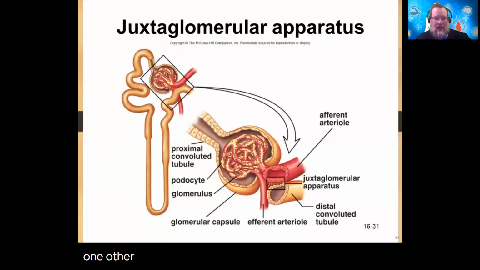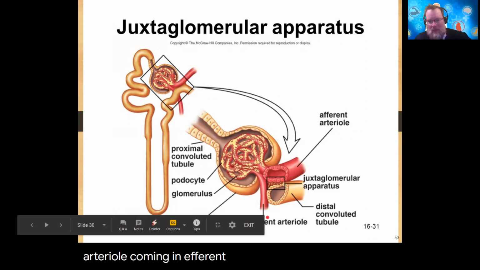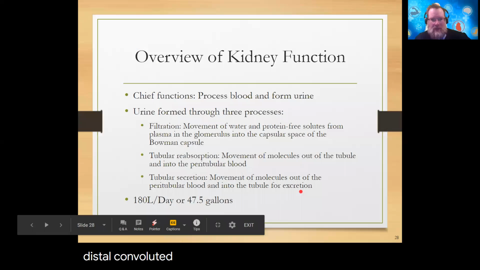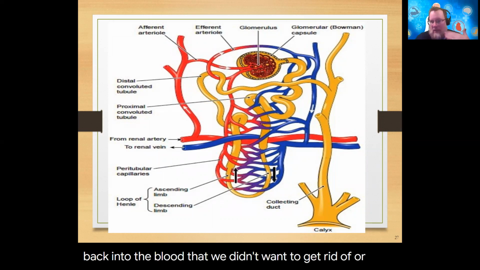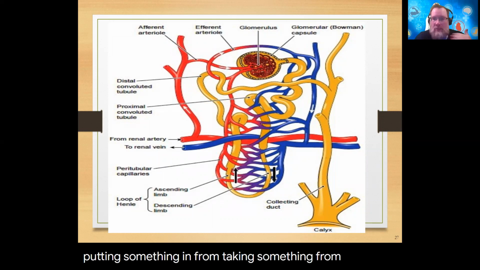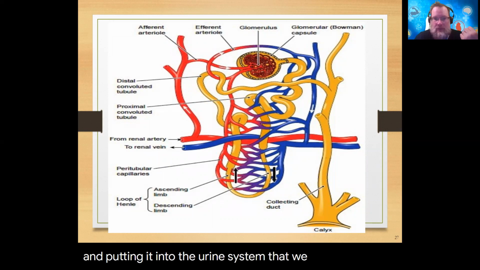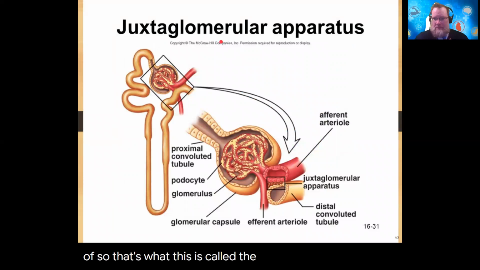There's one other item I just wanted to, again, we spend a lot of time on this next semester, but we have that afferent arteriole coming in, efferent arteriole going out. We have that distal convoluted tubule. Let me go back to our original. We have that distal convoluted tubule kind of sitting here. So this is showing afferent in, efferent out, distal convoluted tubule. This right here is kind of, remember I said, our last stop for either putting something back into the blood that we didn't want to get rid of, or taking something from the blood and putting it into the urine system that we meant to get rid of. So that's what this is called, pardon me, it's a mouthful, juxtaglomerular apparatus.